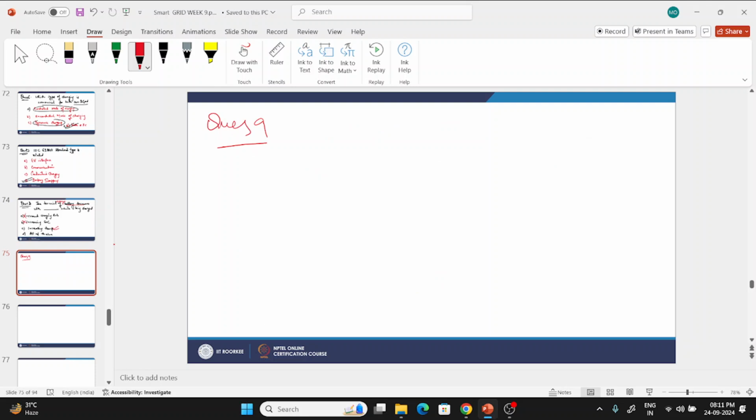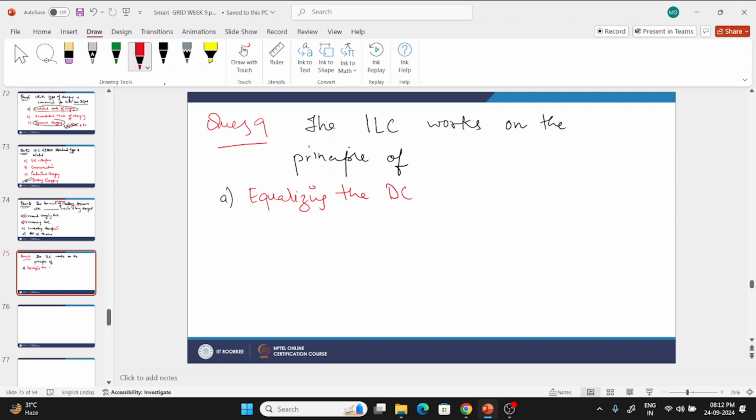क्वेश्चन नंबर 9. Which, yes, sir. The ILC converter works on the principle of, क्या होता है ILC? इंटरलिंकिंग कन्वर्टर्स. इनका वर्किंग प्रिंसिपल क्या है? पहला, equalizing the DC साइड.